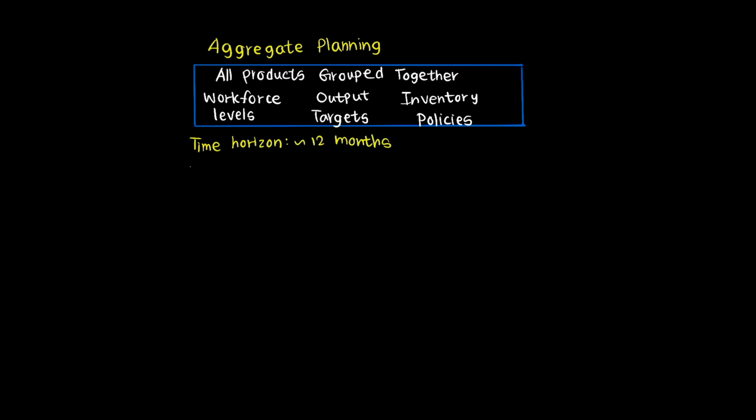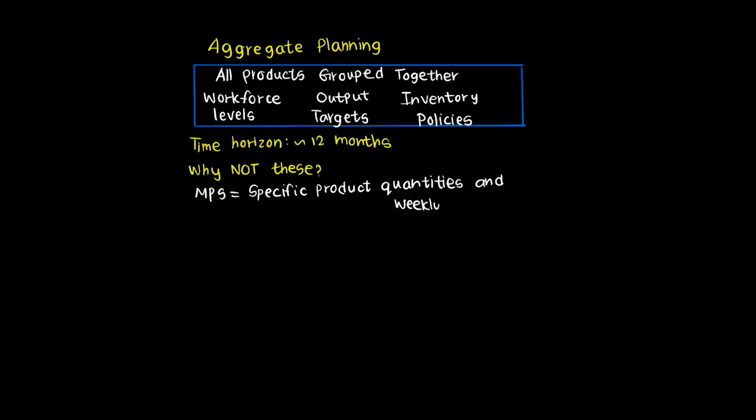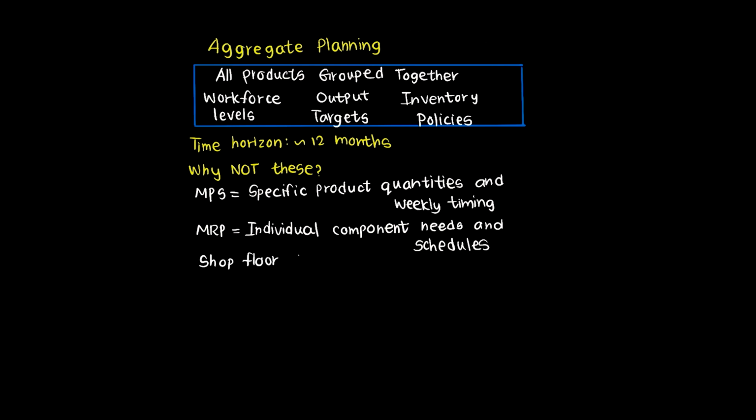Master production scheduling takes the aggregate plan and breaks it down into specific quantities and timing for each individual finished product. It is more detailed. It says exactly how many units of product X to make in week 3. That is a step below aggregate planning. Material requirements planning goes even deeper. It figures out which specific components are needed, how many, and when to build those individual finished products. Shop floor control is day-to-day execution, tracking which jobs are running on which machines right now. That's the most granular level, far below the 12-month horizon of aggregate planning.